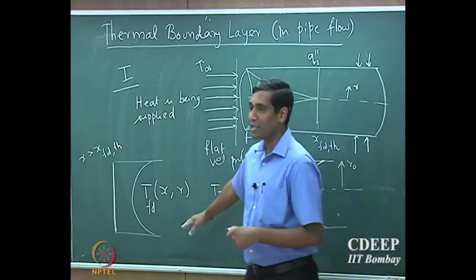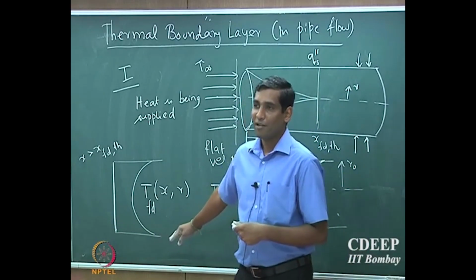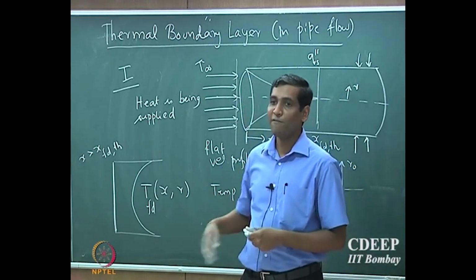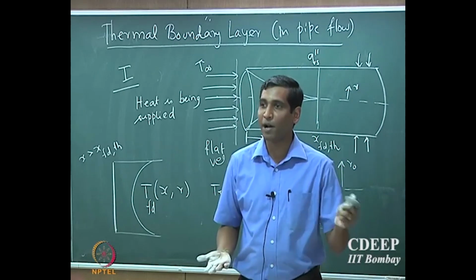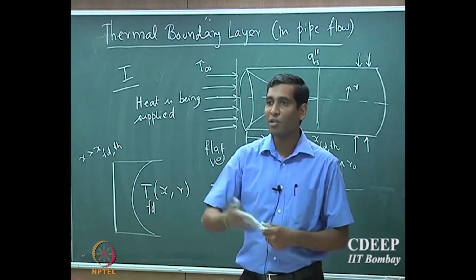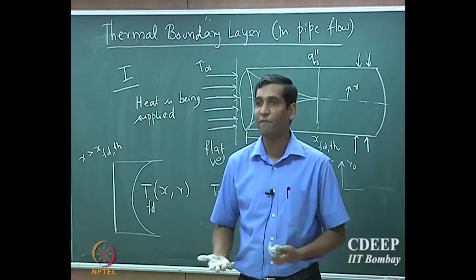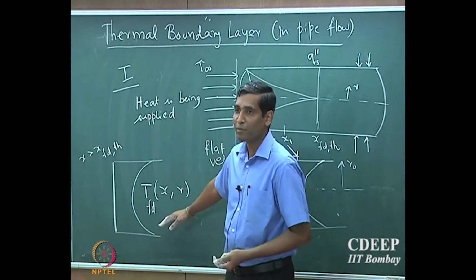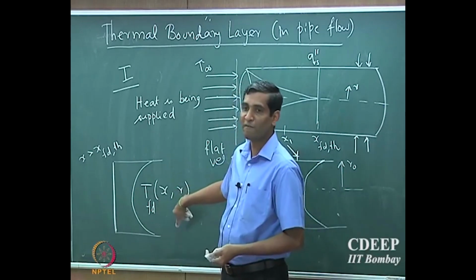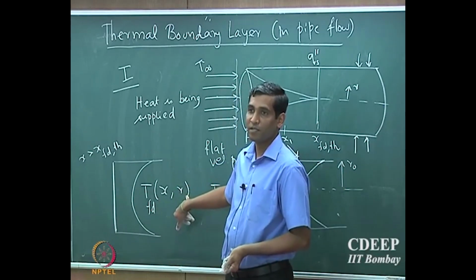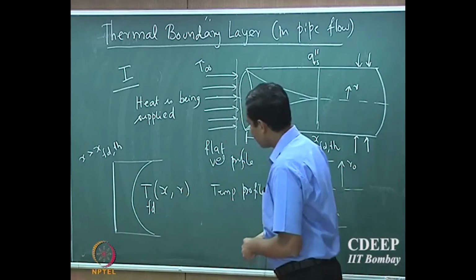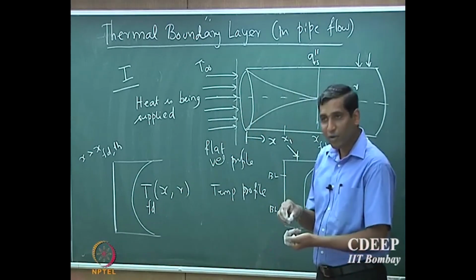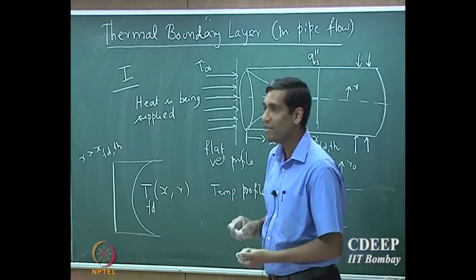So this is a significant difference compared to what you saw in the flat plate case, flow past a flat plate, where all three boundary layers have a similar profile. But in the case of pipe flow, the local temperature profile is now going to be a function of both x and r. But then what is interesting is that you can still do something.